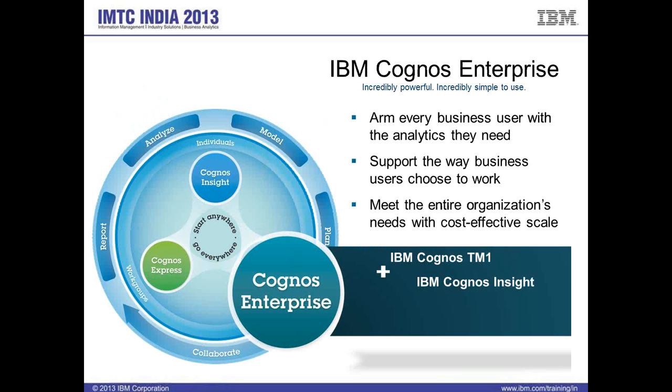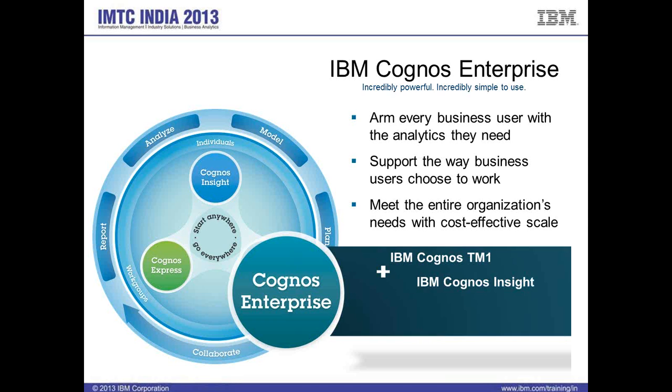As I mentioned, Cognos Enterprise is the flagship product of the Cognos family, which consists of IBM Cognos BI 10.2, IBM Cognos TM1, which is an in-memory OLAP engine, and IBM Cognos Insight, which is, as I said, a desktop-based personal intelligence tool.